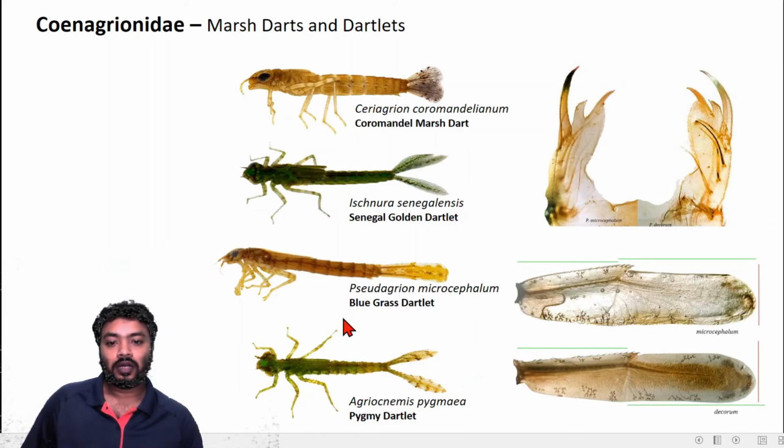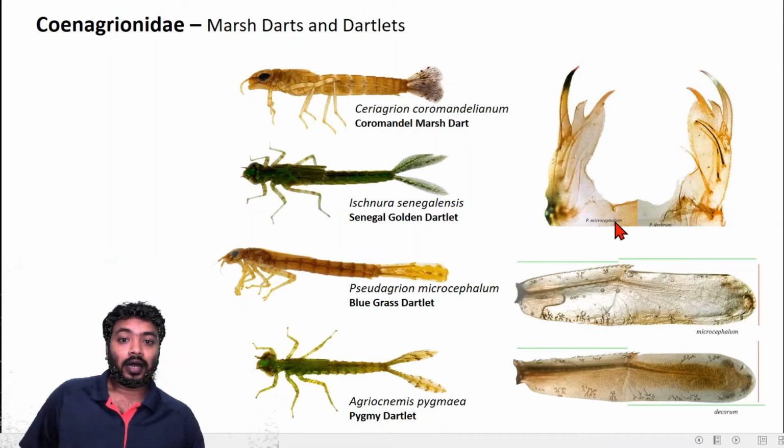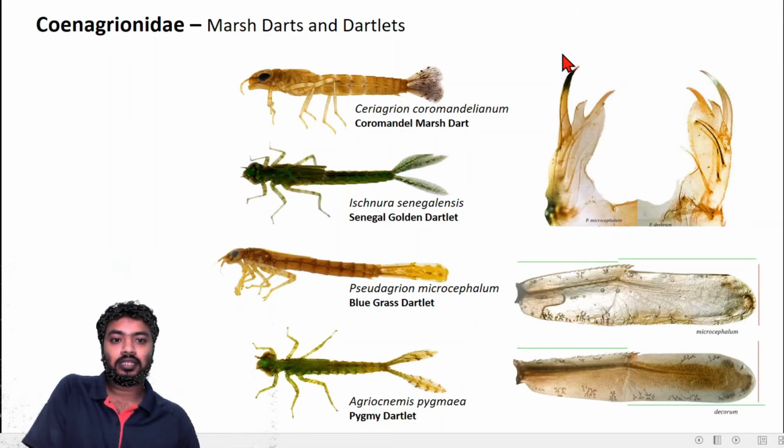Okay, so another genus, that is Agriocnemis, is very similar to Ischnura in the shape of the caudal gills, but see, the color is different. Here black bands are there, but in the case of Ischnura there is no black band. So just by looking at the caudal gills you can identify the genus. And other characters are the labial palps and the caudal gills.